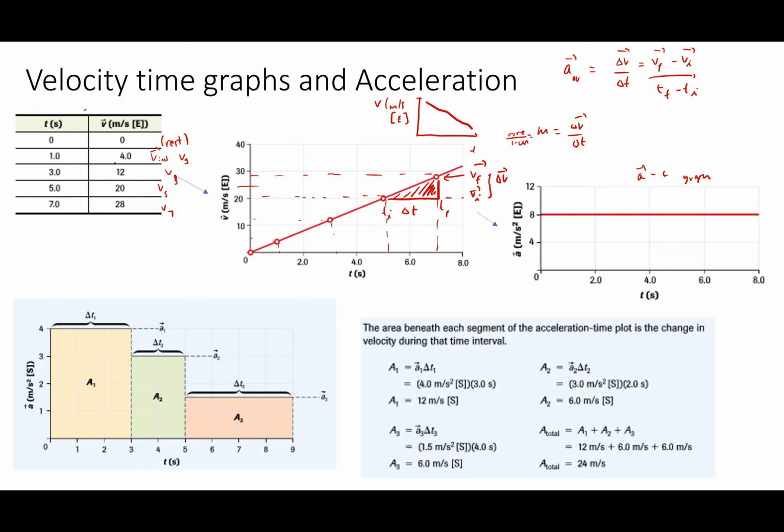In this case, let's say we take these points here. So the points are (3, 12) and (5, 20). This is velocity, and I'm graphing it against time. So it's time and velocity. Time is the independent variable, velocity is the dependent variable, and the average acceleration here is basically 20 minus 12 over 5 minus 3, which is 8 over 2, which is 4.